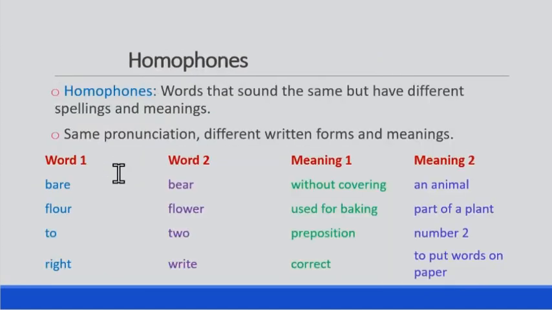And homonym refers to two words that have different spelling but same meaning. No, sorry, different spelling and meaning, but same pronunciation. Okay, that is called homophones. For example, bear and bear. The two words are pronounced the same.